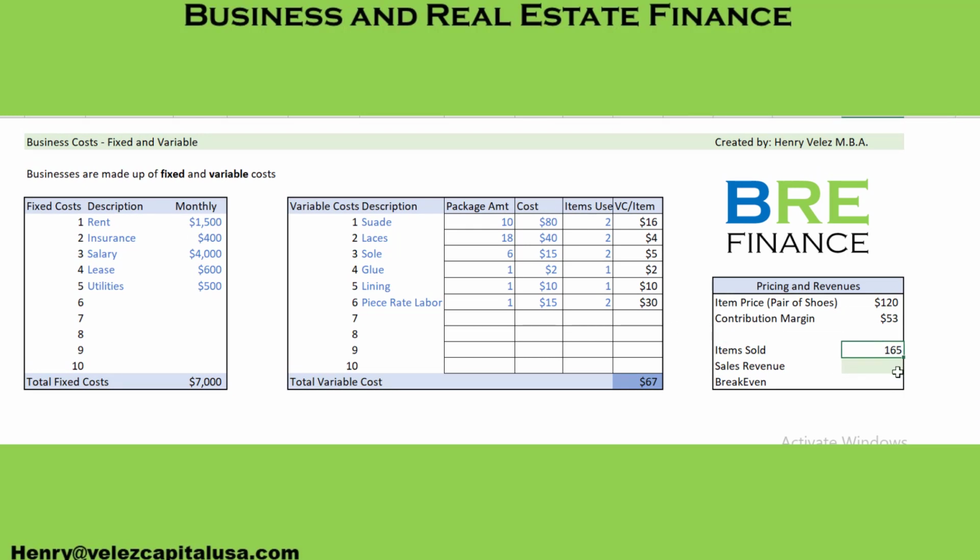So let's say that we sell 165 shoes. So the sales revenue for 165 shoes, actually, we'll make that 400. So 400 shoes are sold times the contribution margin, and that'll tell you the revenue. So you make $21,000, but you didn't account for the actual fixed costs. So you take that and you subtract the $7,000, and you only made that month $14,000 selling 400 shoes. So that is the cost of producing each shoe and the total fixed costs.